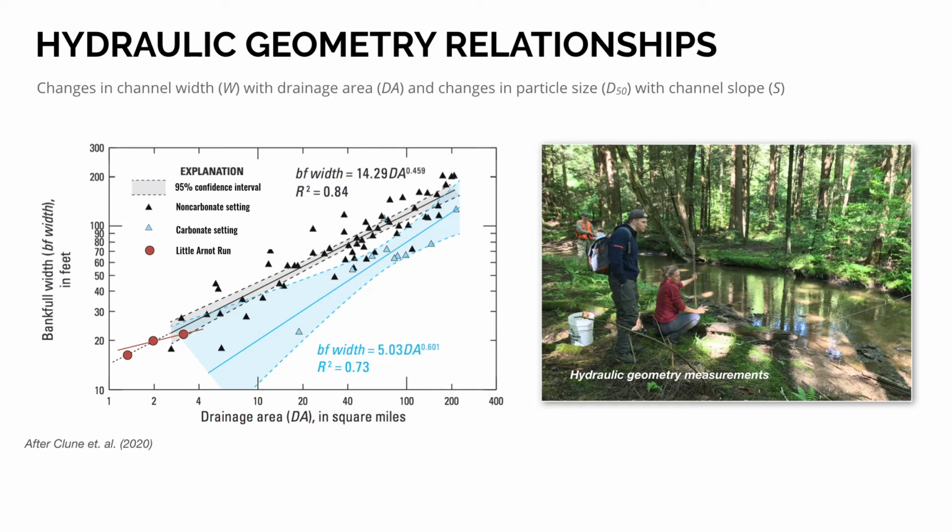Streams in non-carbonate settings are shown in black triangles and carbonate settings are shown in blue triangles. I've superimposed upon this Little Arnot Run, shown in red dots. What you see is in the upper reaches, where drainage area is less than 2 square miles, average bankful width of the channel compares favorably with other streams in central Pennsylvania.